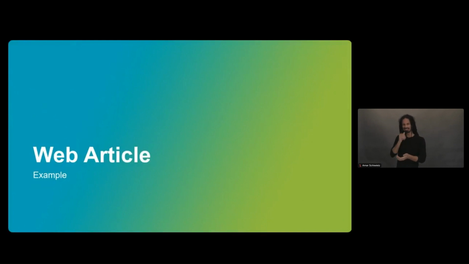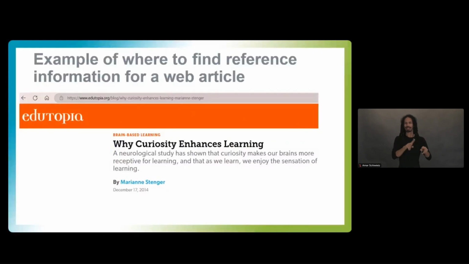To assess whether a source is credible, consider who is the author, what is the purpose of the website, and the quality of the content. If you would like more information on how to identify credible sources, I highly recommend the library's Source Evaluation Guide. So here we have an example of a web article from Edutopia. The title of the article is Why Curiosity Enhances Learning.